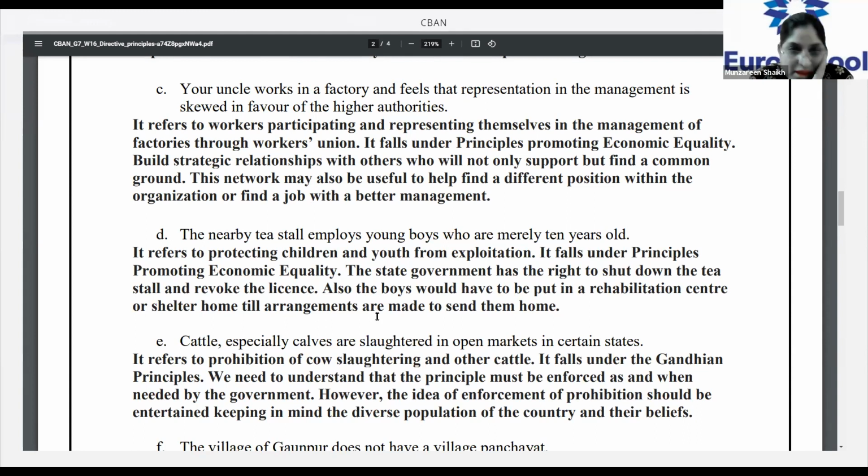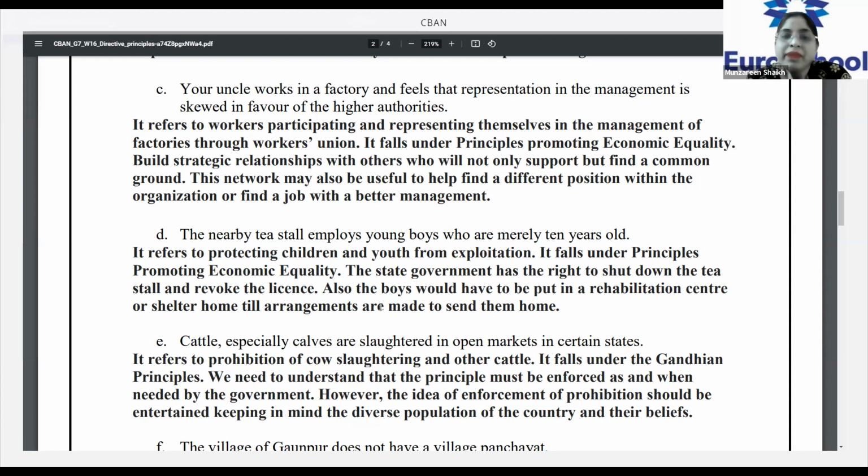What else? The state government has the right to shut down the tea shop. Yes, they have the right to shut down the tea shop. They also have a right to revoke the license of that particular tea shop owner for employing children below 10 years. And what else can we do for the boy? The children can be taken to the NGOs where they can get proper facilities. Very good. NGOs, rehabilitation centers, or shelter homes, where they can get proper facilities and are not forced to work there, right? Their basic needs are fulfilled over there.